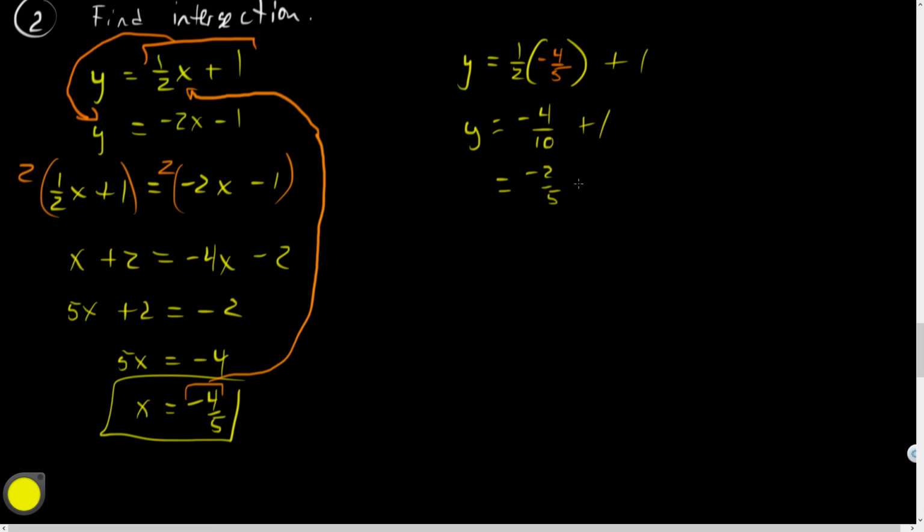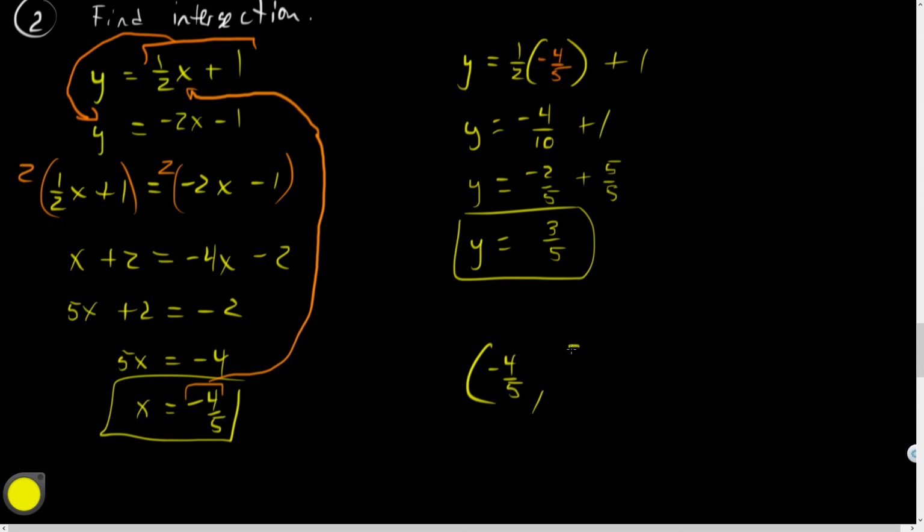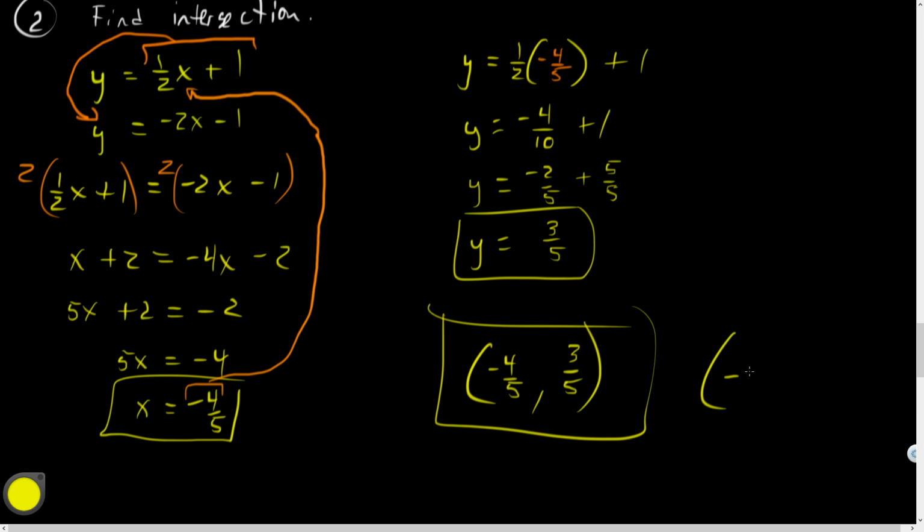I can reduce this fraction to negative 2/5. And to write 1 with a common denominator, that's 5/5. I'm finding coordinates, so really at some point it just makes sense to use decimals, but get an exact answer. Actually, even our decimals are going to be exact in this world. Negative 2 plus 5 is 3. That means my intersection is negative 4/5, comma 3/5. All right, so that's my intersection. That's also the same as negative 0.8, comma 0.6.